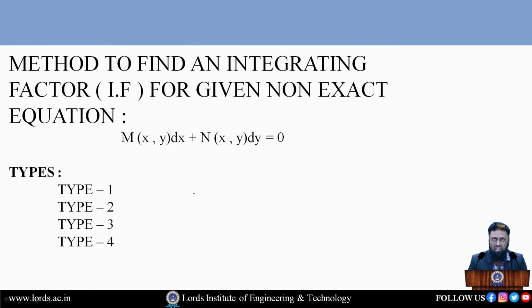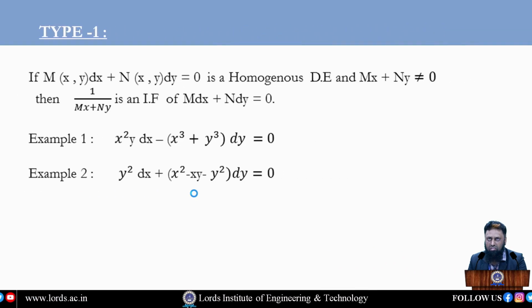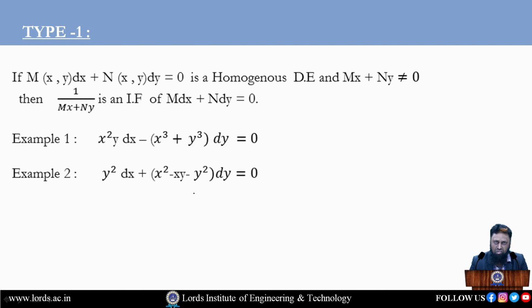In integrating factor, to find the method of integrating factor for a given non-exact equation, we will discuss four types. For an easy way, I will start with four types. The first type we start with is homogeneous. Most students get confused, because in the question they are only given the equation to solve, but how do they decide between type 1 and type 2? So remember, type 1 we call homogeneous.